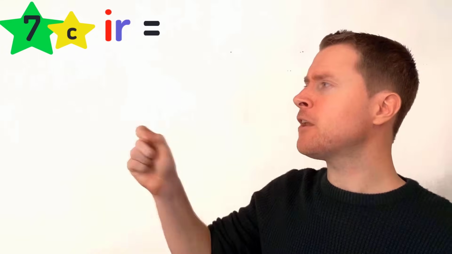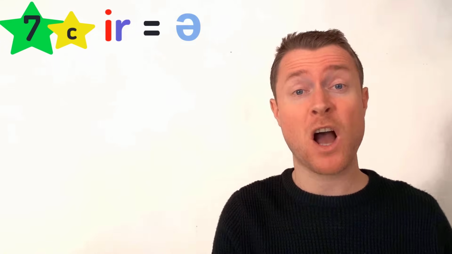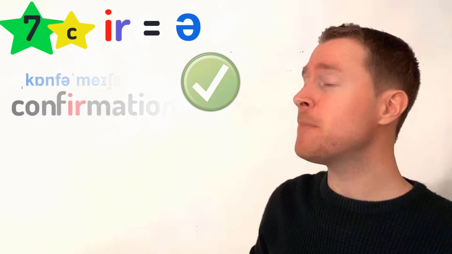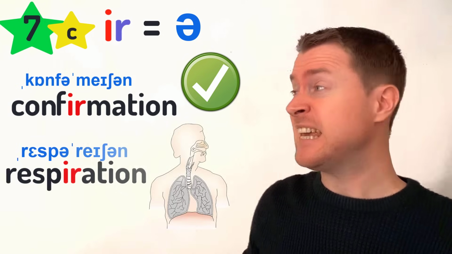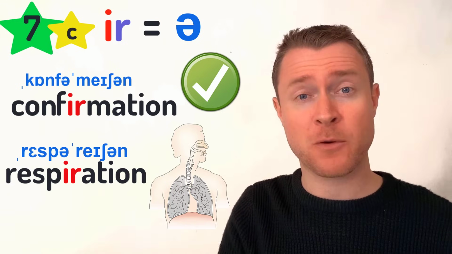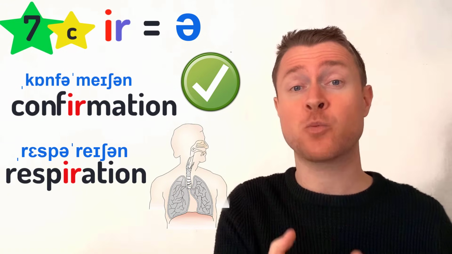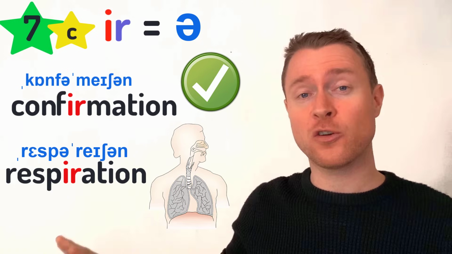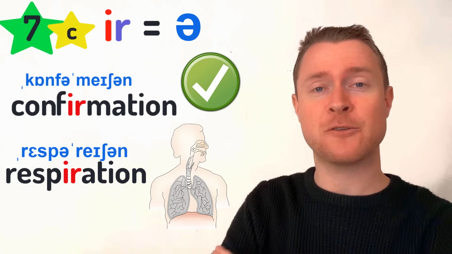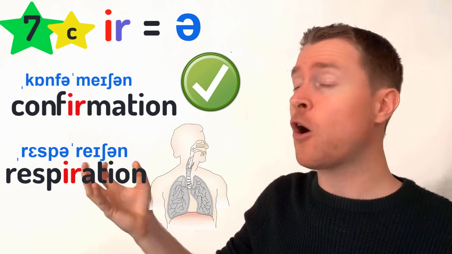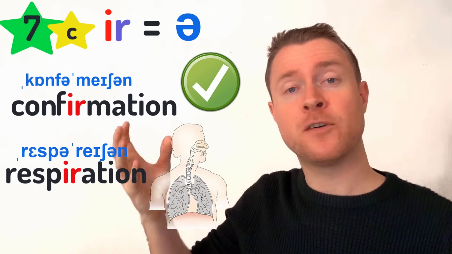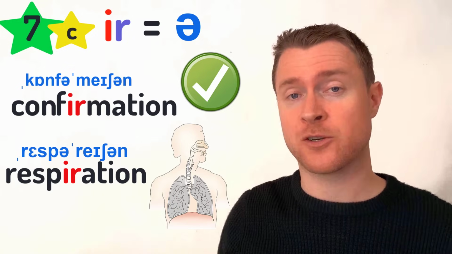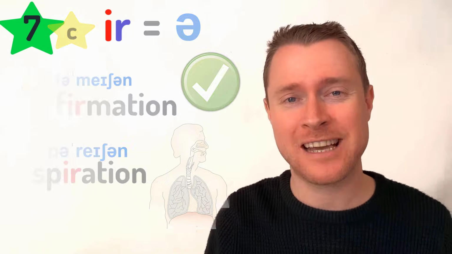Finally, we have I and R pronounced as the schwa in words like confirmation or respiration. In confirmation and respiration, it's pronounced as a schwa because it is not stressed. Remember, the schwa sound is never stressed. So, confirmation and respiration, okay?